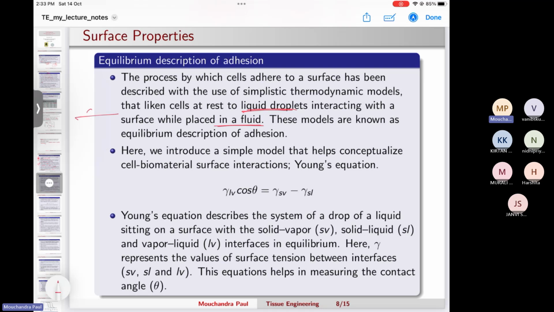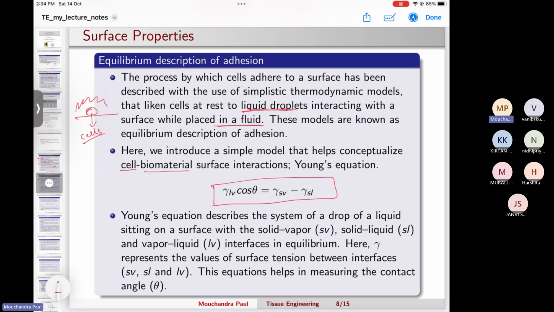This is the surface, this is the liquid droplet, and the surrounding environment is a fluid. This model is modified in this scenario, where the liquid droplet is considered to be replaceable with cells. There is a person, Young, who proposed this equation, Young's equation, to help us understand how a cell and the material surface interact.